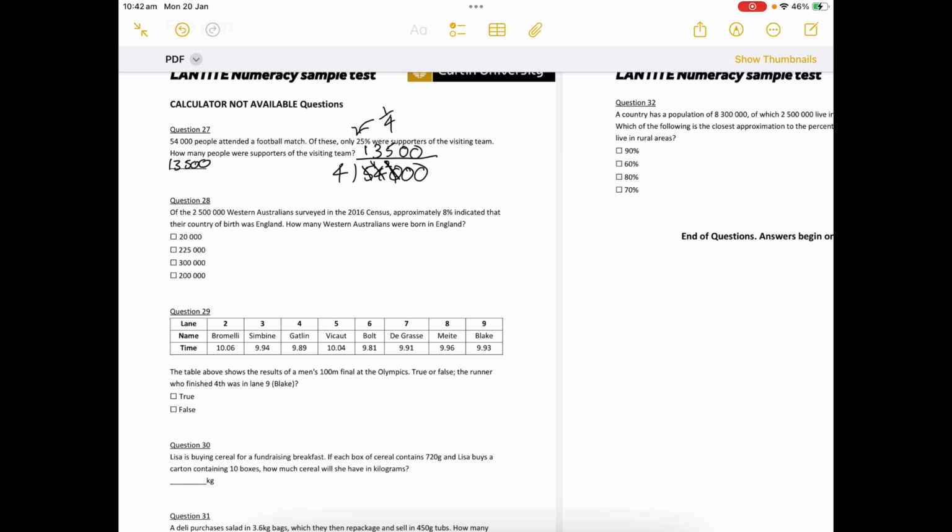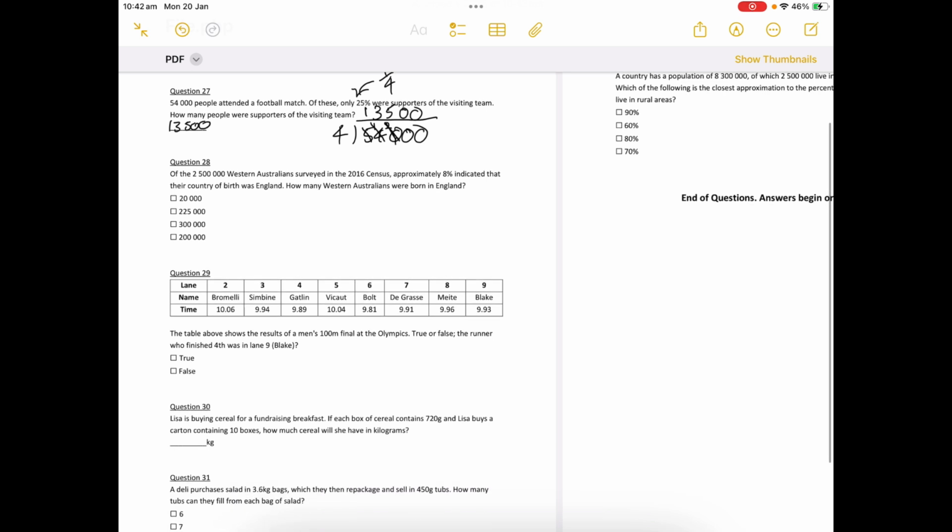Right. 28. So I've got 2,500,000 Western Australians surveyed in the 2016 census. Approximately 8% indicated that the country of birth was England. How many Western Australians were born in England?